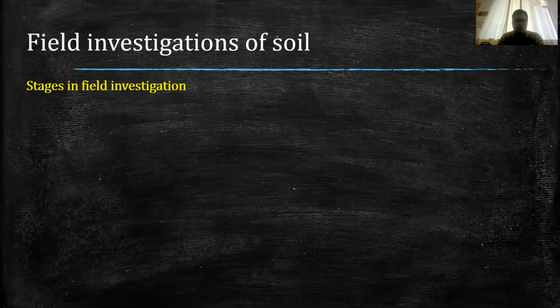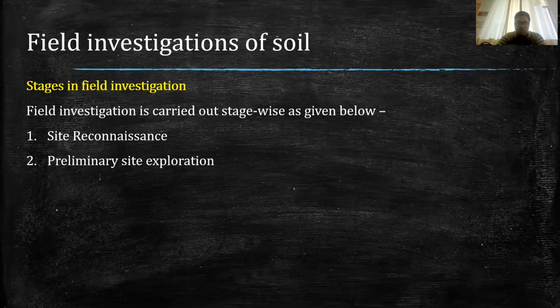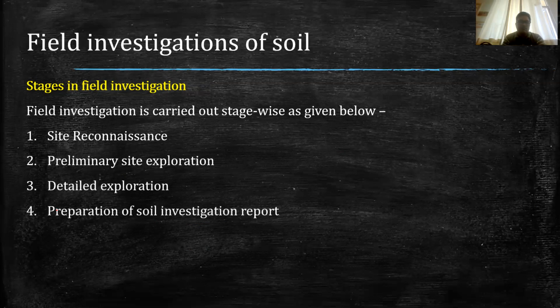Now we will understand what are the various stages that we generally follow for the field investigation of the soil. Generally, this investigation is done in a stage-wise manner. So first stage is site reconnaissance, and the second stage is preliminary site exploration, then detailed exploration, and after that we prepare the soil investigation report or geotechnical report. So we will understand each stage one by one.